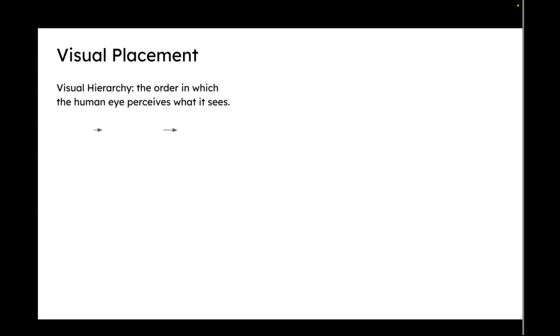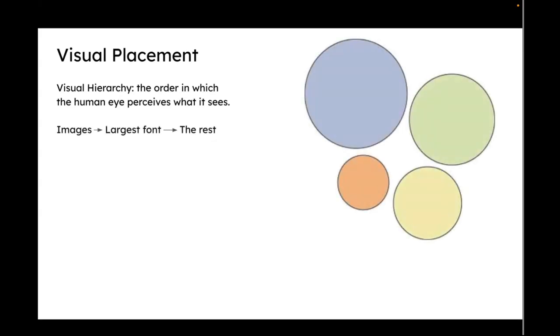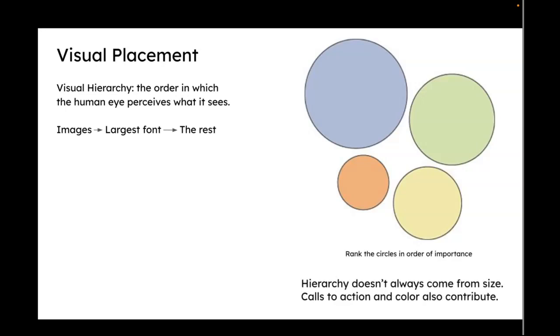We start with visual hierarchy, and it's the order in which the human eye perceives what it sees. Now, as I mentioned earlier, we start with images. Whenever you have images and text on a screen, we always start by looking at the images first, then our largest font, and then the rest of the content. And if I were to say for visual hierarchy, which one of these circles is the most important, many of you are going to instinctively say, well, the blue one, because it's the biggest. And again, it's important to remember hierarchy doesn't always come from size. It could also come from a call to action.